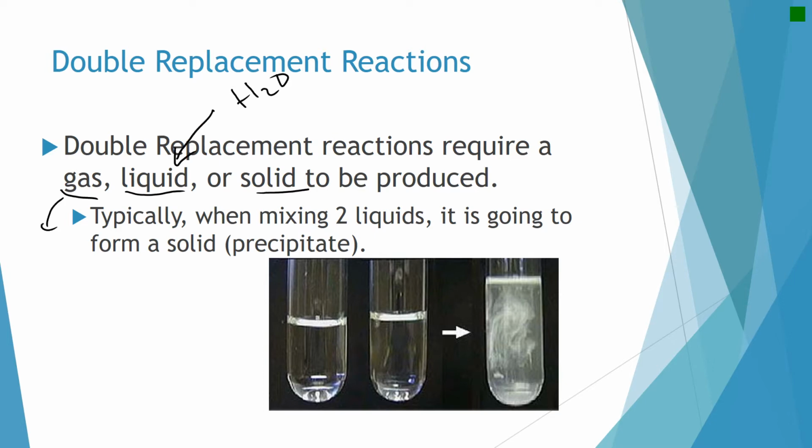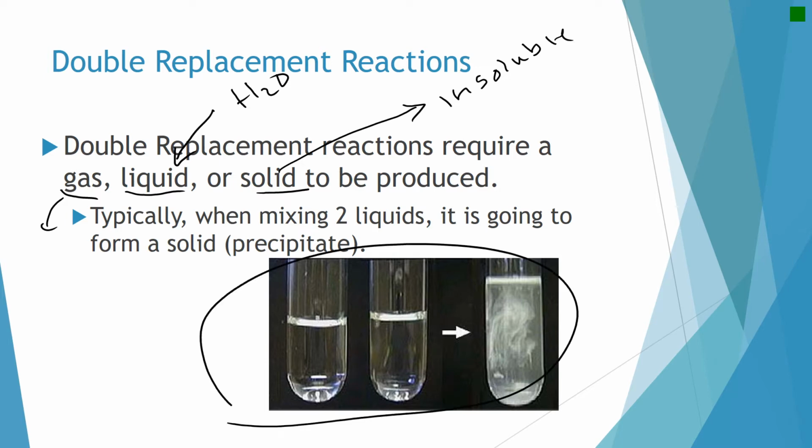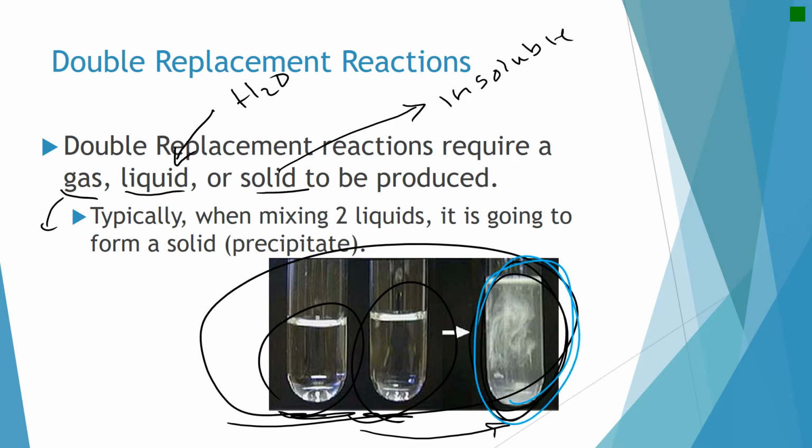Gases we typically won't deal with, though it does occur. And the solids that we produce will be when we combine two liquids and we make something that is insoluble. If we look at this image down below, these are two aqueous solutions, meaning I had two things that were dissolved in water, and that's why you don't really see anything in it. When they combine, they form this foggy substance that makes it cloudy. That is a solid, and that solid is known as a precipitate.